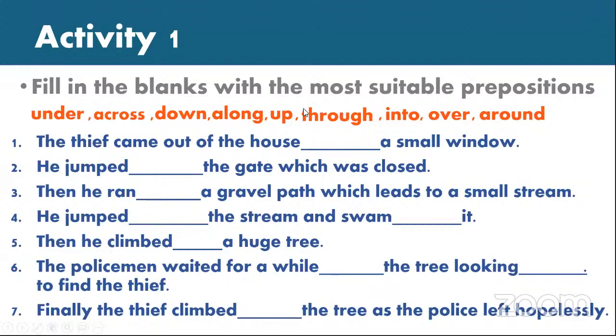So I'm going to read the sentences to you. Let's read together. Number 1, first one. The thief. Here you can find a small story in this activity, but I have put numbers as it happens step by step.